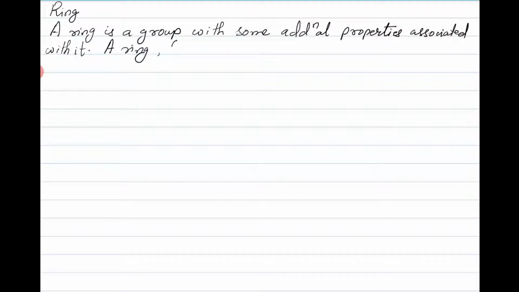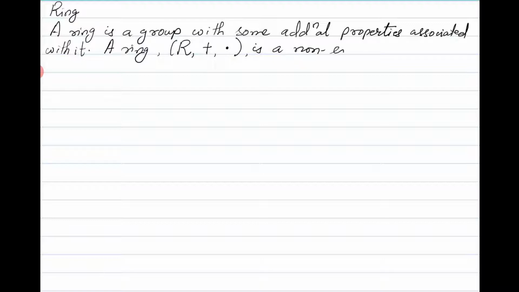How do we denote a ring? A ring is denoted by the letter R and two operations. One is the plus and one is the multiplication operation denoted by dot. Both are binary operators. A ring is denoted by the set R and two binary operators. One is the addition denoted by plus and the multiplication denoted by the dot.